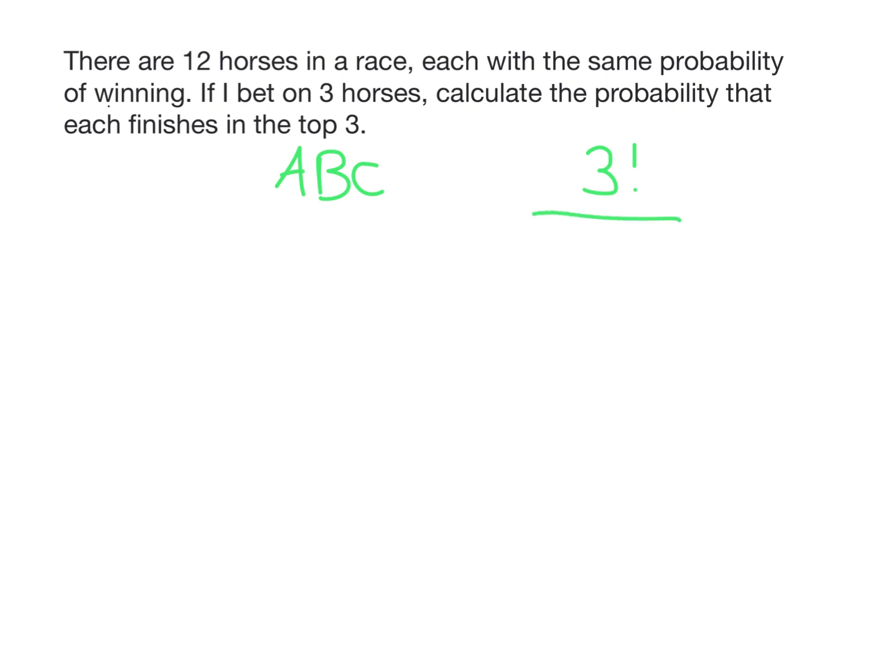Now, what is the total number of outcomes? Well, what we're doing is we're taking from 12 horses, picking 3, and arranging them in order. So you can put this straight in your calculator just like this, and it reduces to 1 over 220.